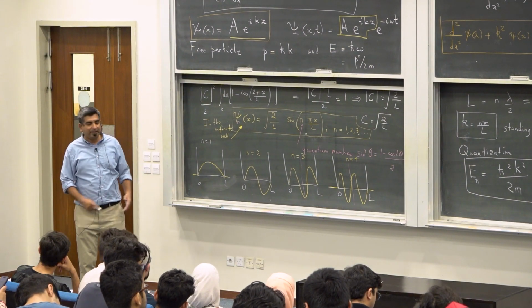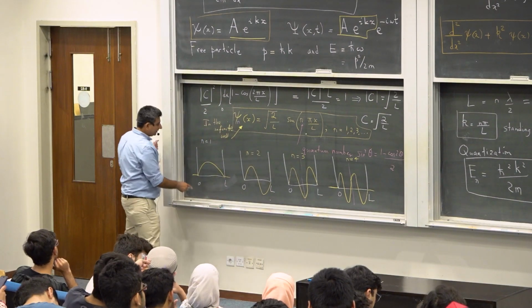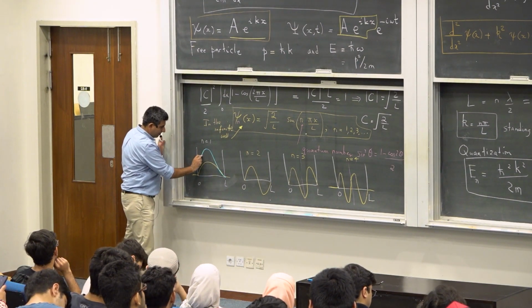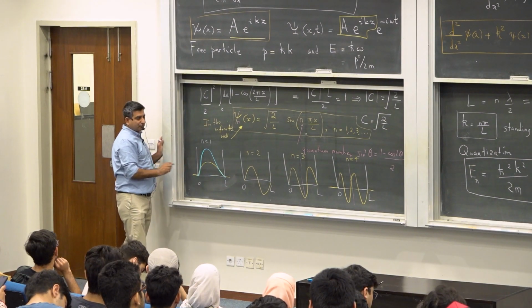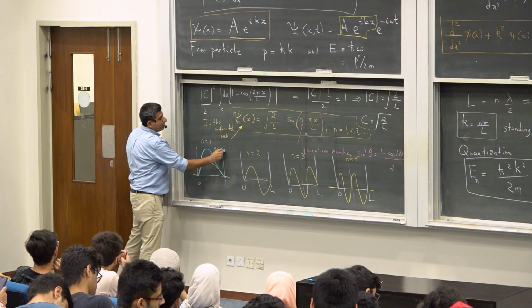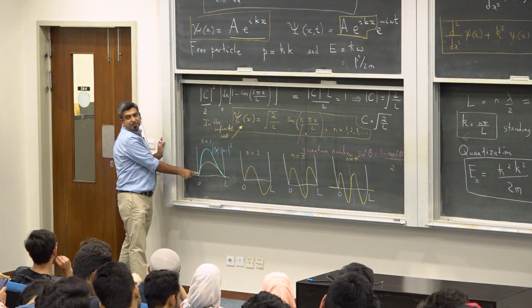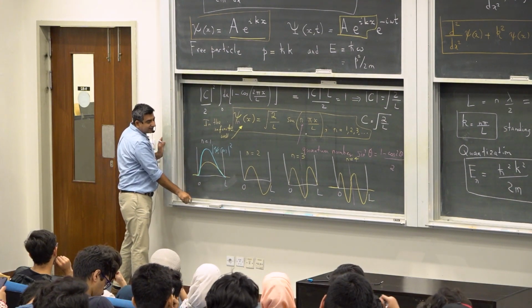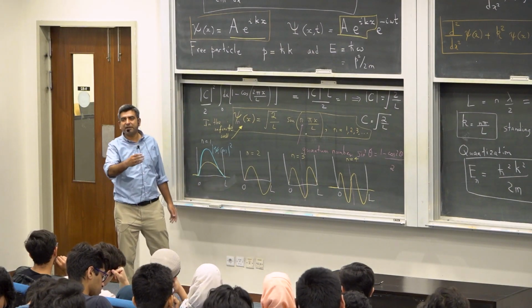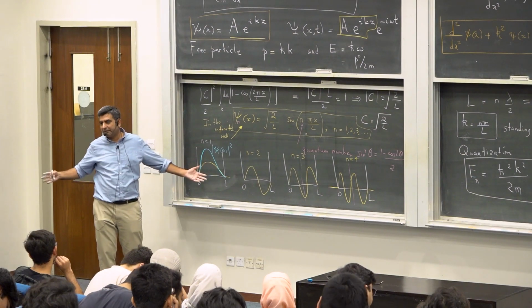It could be anywhere. If I were to take the modulus square of this wave function, I just square this. So this is the modulus square of the wave function. This is the probability density function. This probability density function tells me that the electron can be anywhere. If I do a measurement, it projects onto one point inside the well, but it really can be anywhere.